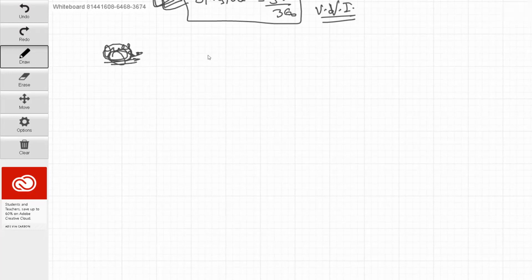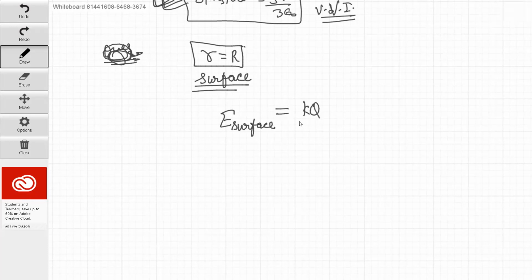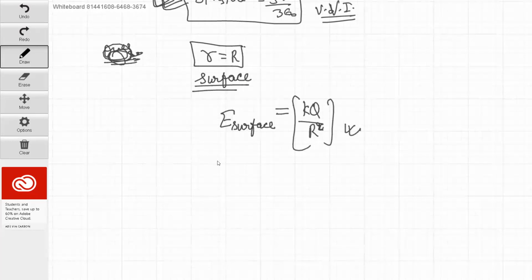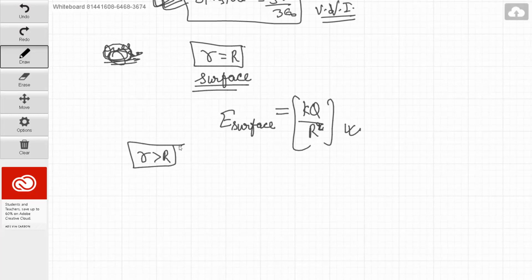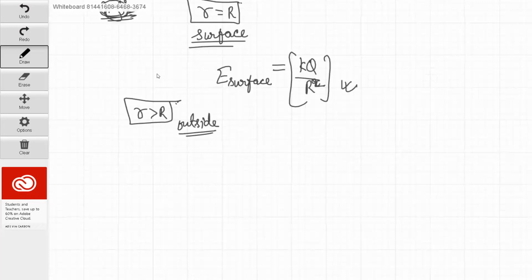No. We just did the inside part. Now, if small r is equal to capital R, I am talking about the surface part, isn't it? What would be the electric field on the surface? Electric field on the surface will be equal to KQ divided by capital R square. Is this all right? This is the electric field on the surface. Now if small r is greater than capital R, this is the outside part. Sir, that is k q by r cube or r square, sir? R square. Why would it be R cube? R square. That would be dimensionally incorrect if you do R cube.